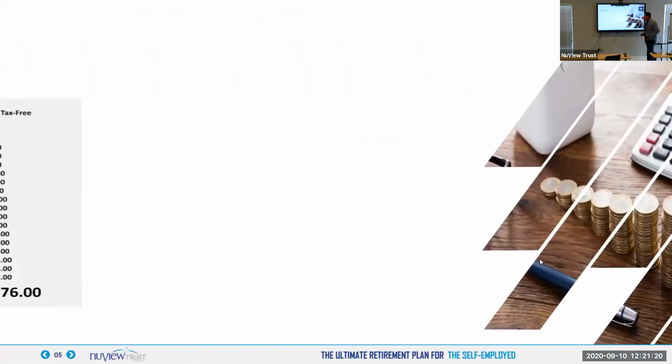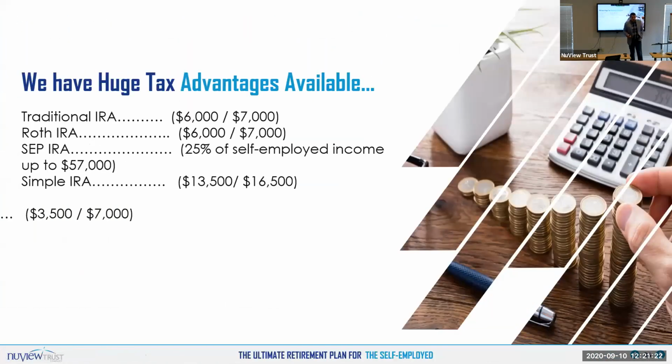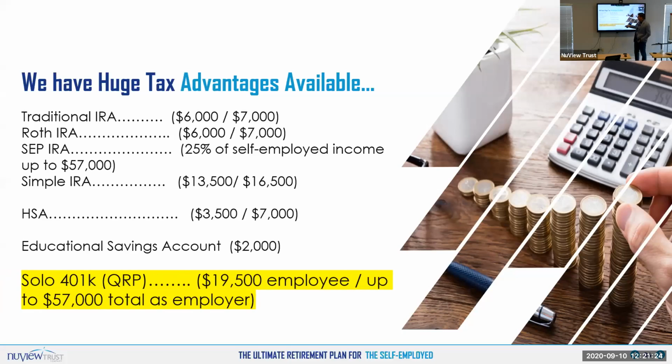All right. Just for illustration purposes, I'm not going to go through all of these, but these are the different plans that exist in the IRA world. Traditional, Roth, 6,000, 7,000. A SEP gets you up to 57,000, but it's capped at 25% of your self-employed income. We're going to talk about the difference between those today. A SIMPLE, 13.5, maybe 16.5, depending on your age. Those are good and great, but if you want to sock away a lot of money, the solo 401k plan gives you up to $57,000 of contribution.